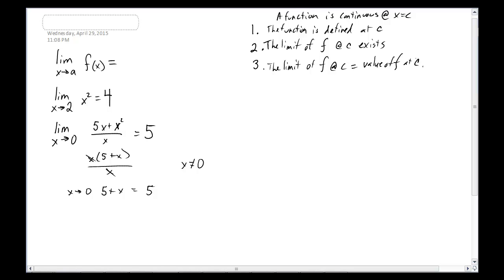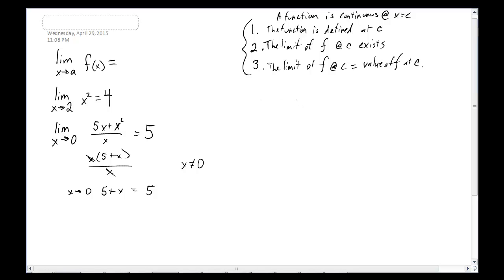Now we've talked about discontinuities before. We've talked about asymptotes. We've talked about the removable discontinuities, the holes. And this is actually what makes something a discontinuity or makes it not continuous. If any of these are violated, then we say it's not continuous. So for this function right here, 5x plus x squared over x, it's not continuous because it's not defined at 0. The limit does exist, but it's not defined there.